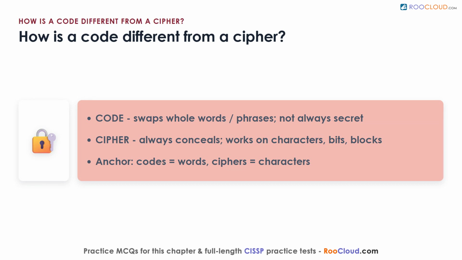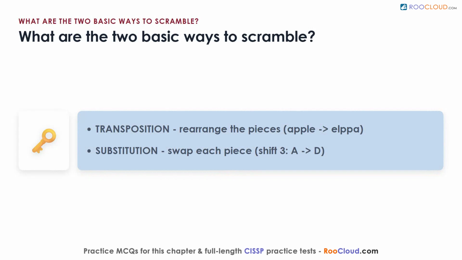An easy anchor is this: codes handle words and phrases, while ciphers handle characters and bits. What are the two basic ways to scramble a message? There are two fundamental moves. The first is transposition, which rearranges the pieces you already have without changing them. Take a word and reverse its letters, and apple becomes elper.